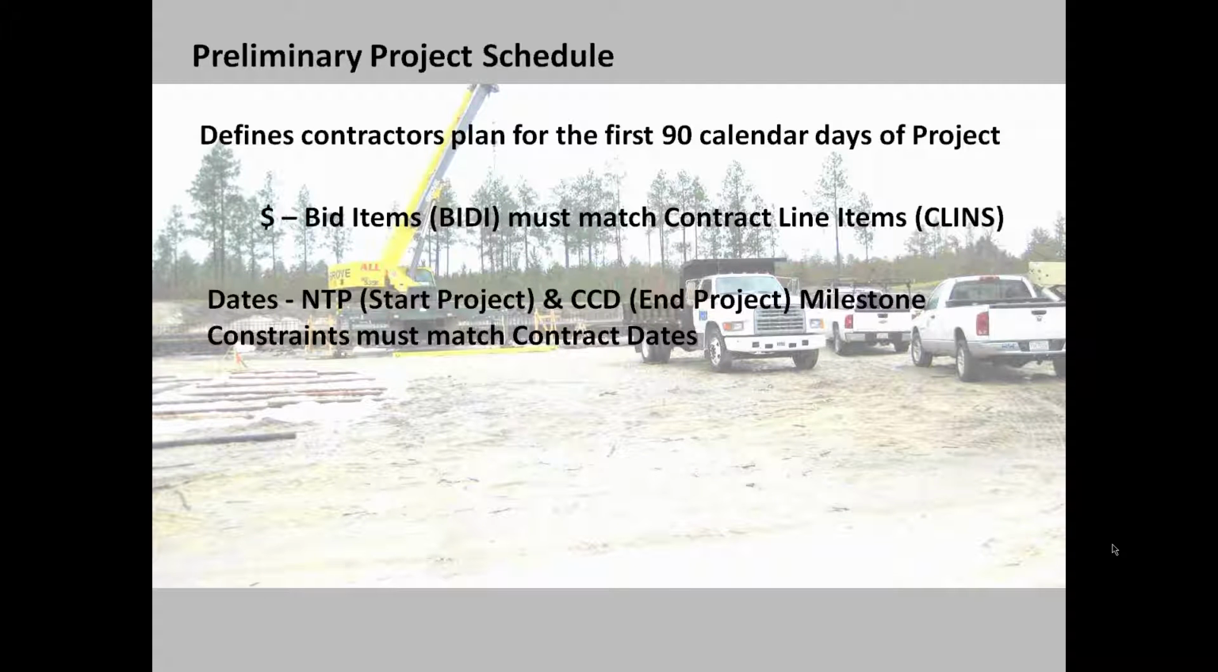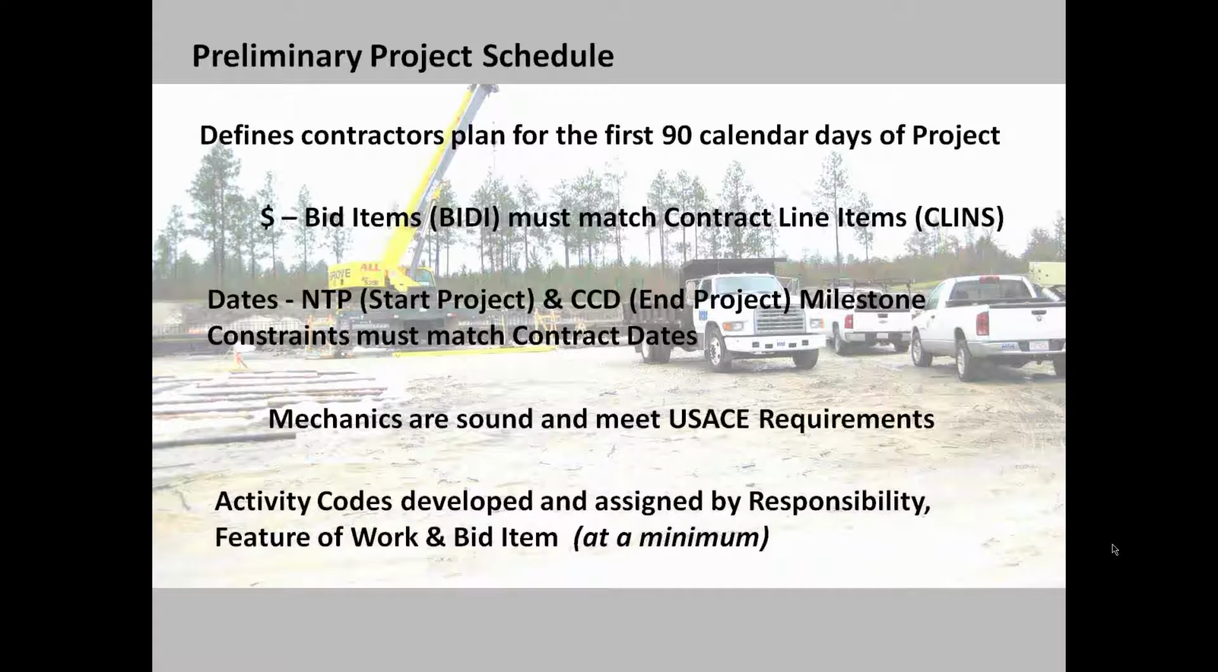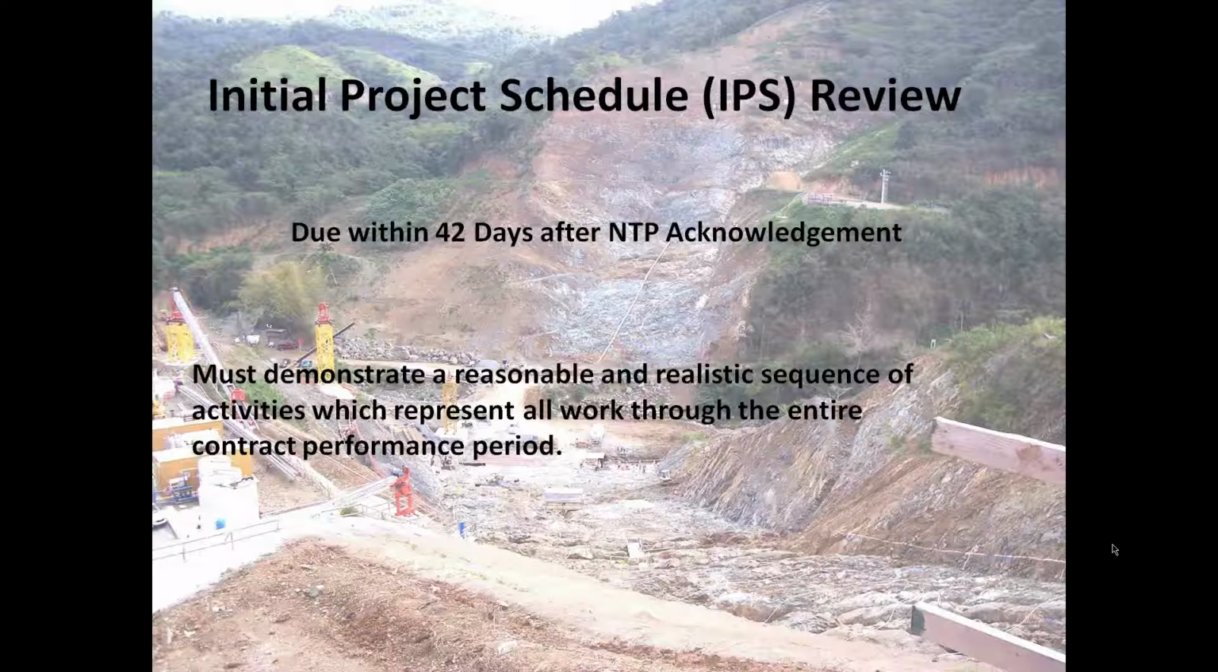The notice to proceed and contract completion date must be in the schedule also and match the contract requirements. Any required interim milestone must also be represented. Schedule mechanics must be sound and in compliance with technical specifications. At a minimum, the activity code structure should be developed and activities assigned a responsibility, feature of work, and bid item code. The initial project schedule should be submitted within 42 days after NTP and should represent the contractor's plan to complete the project.